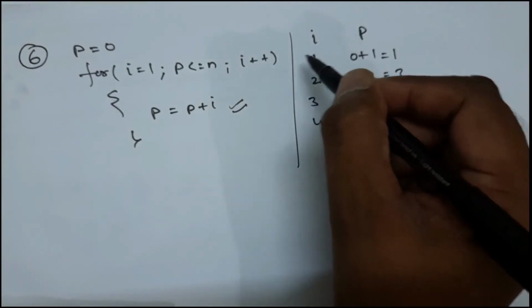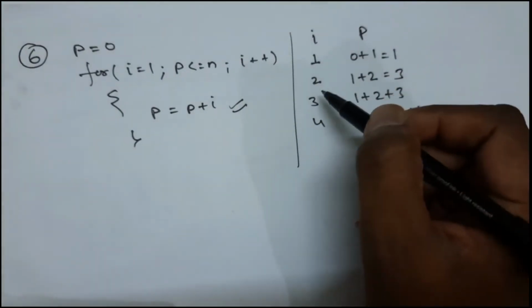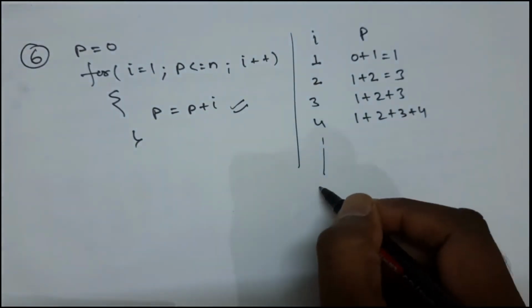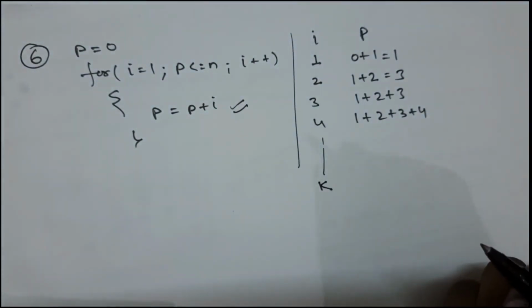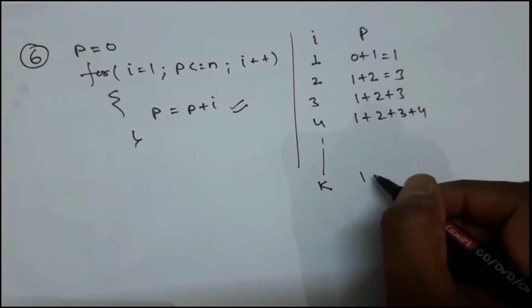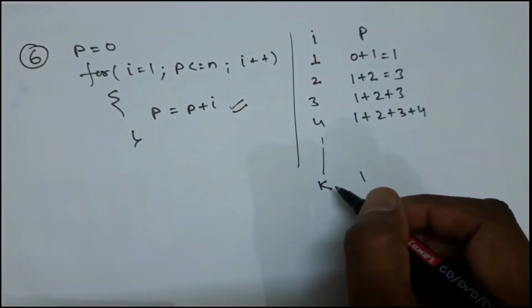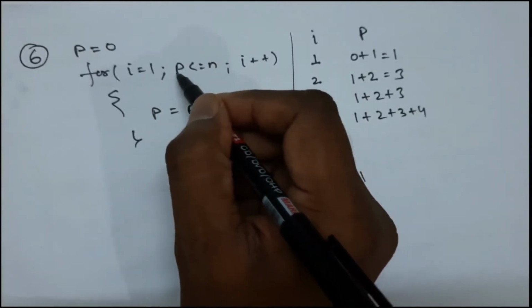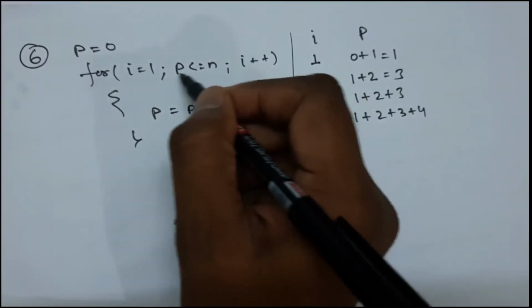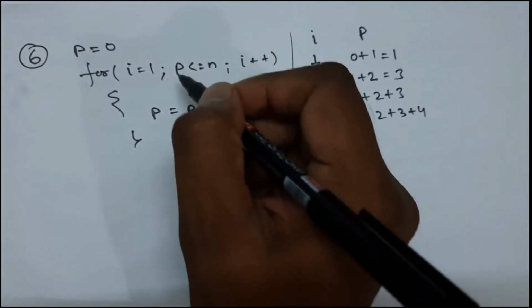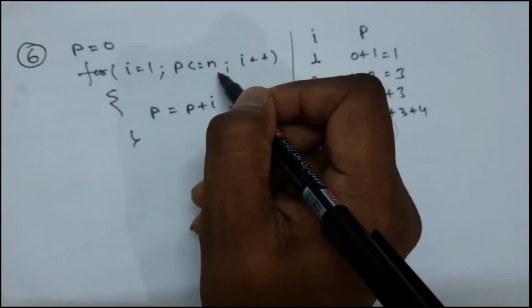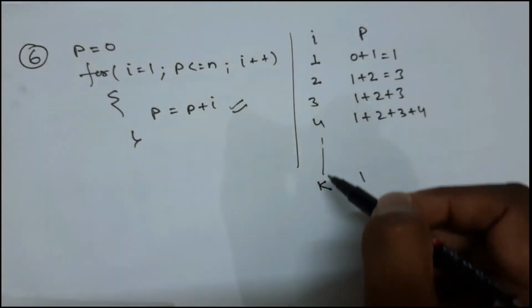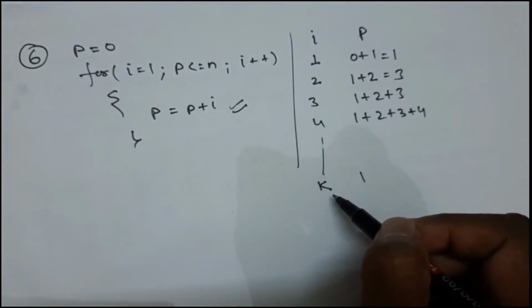So how many times will this loop run? Okay, we do not know. Let us assume that it is repeated for k times. Definitely it will not run for n times, because here p is less than or equals to n. If it was i less than or equals to n, then only this loop would repeat for n times. Since it is p less than or equals to n, we can't say that it will repeat for n times. So let us assume that it repeats for only k times.